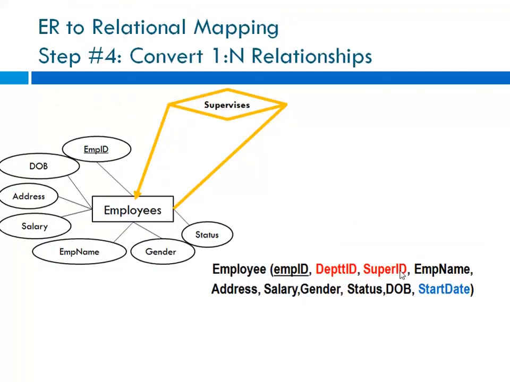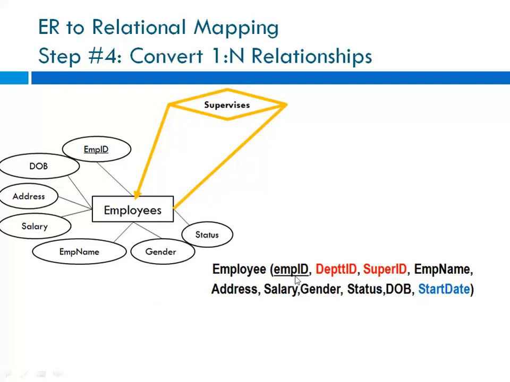Next is the one-to-many relationship between employees as supervisor. Again you can see that this relation is a self relationship, where on one side it is one and on the other side it is many. That means one employee can work as a supervisor for multiple employees.